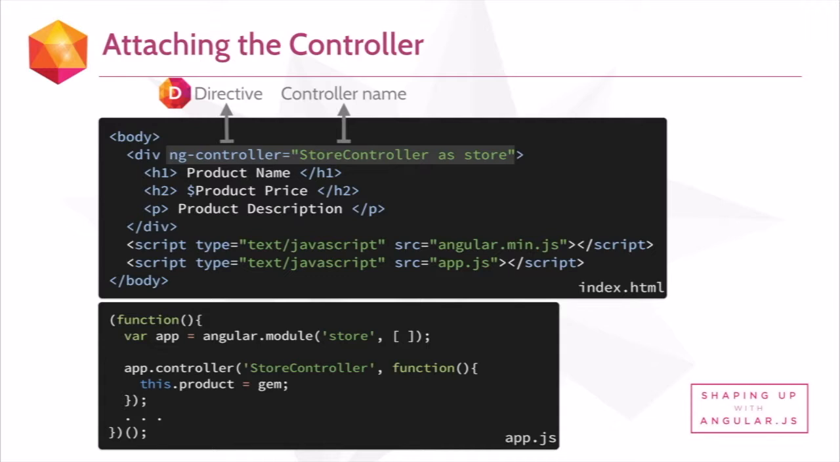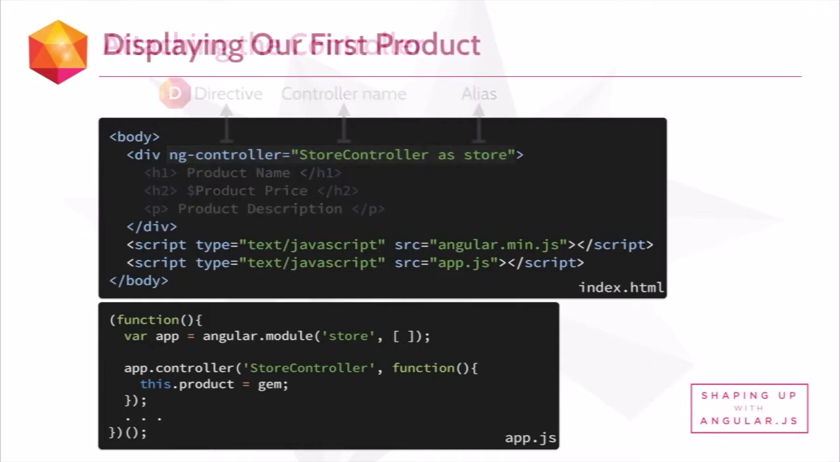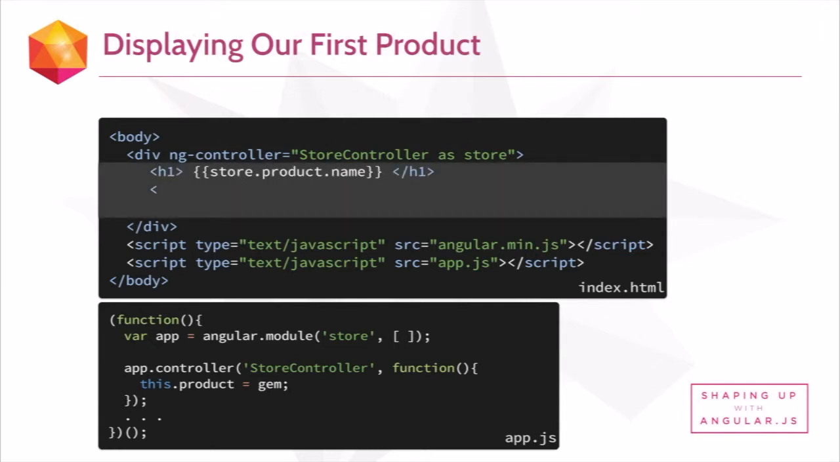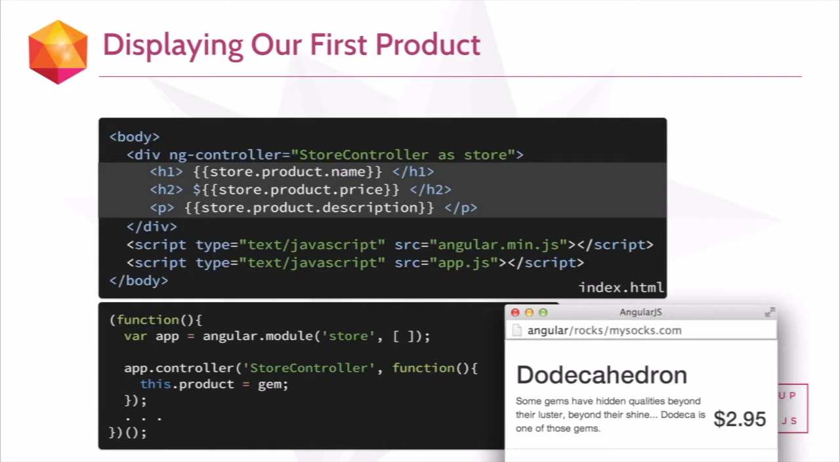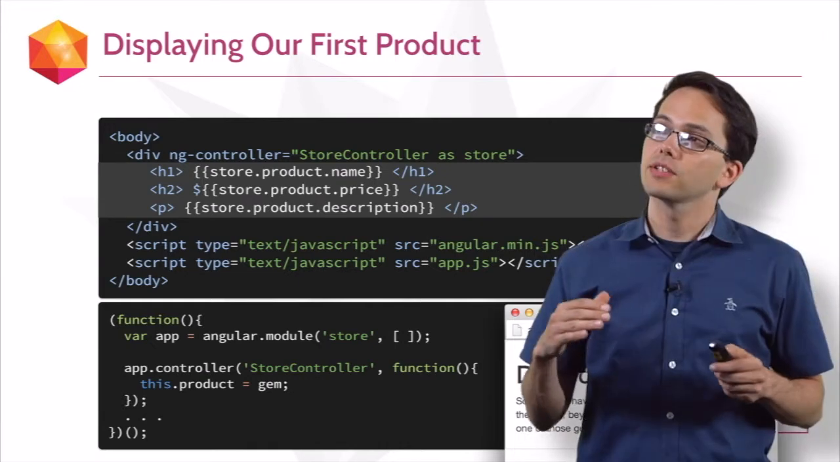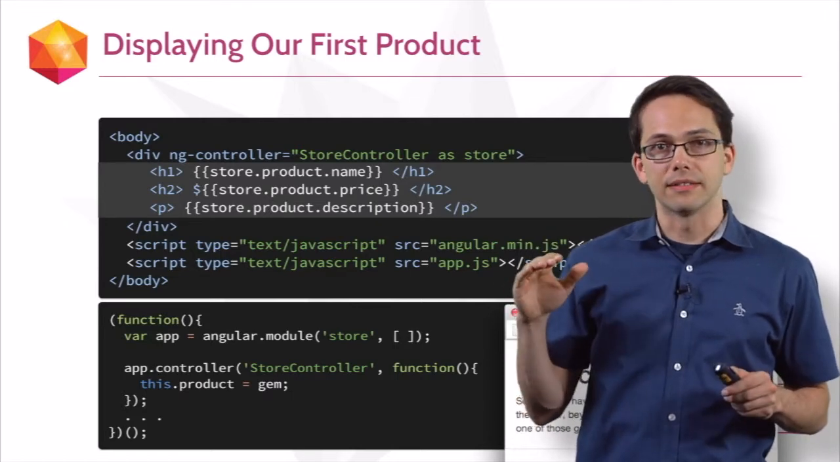We'll use the keyword as, and then specify an alias for this StoreController, which we'll use inside of our expressions. Then, inside of our expressions, we'll write store.product.name to access the value we want to print out to the page, and then store.product.price and store.product.description. If we call up a browser, we would see that it properly prints out the values from this JavaScript object. So we attached the StoreController to that div.